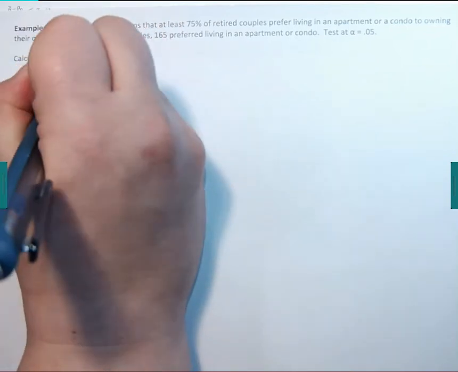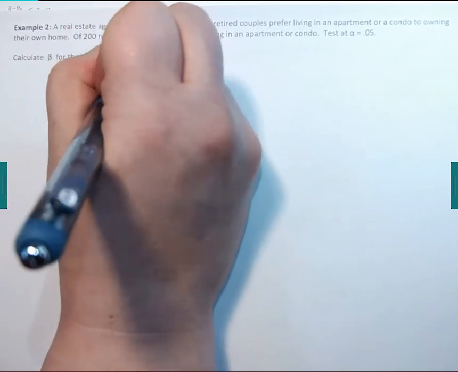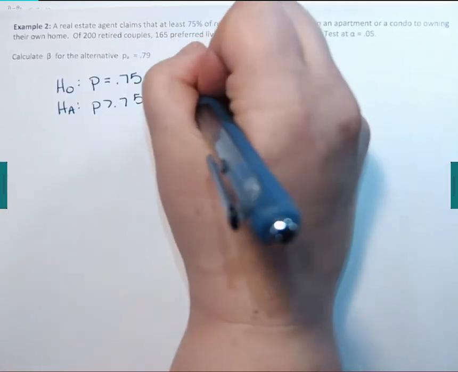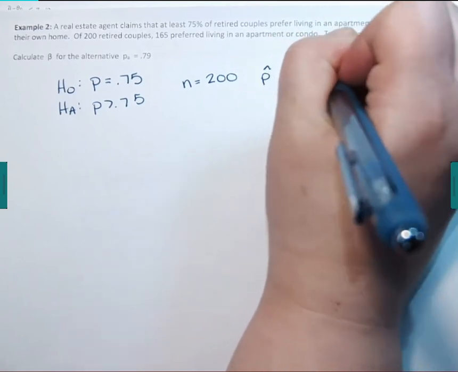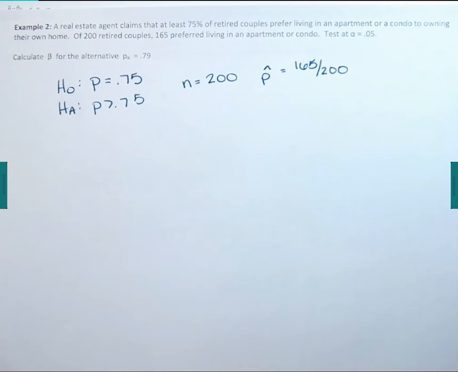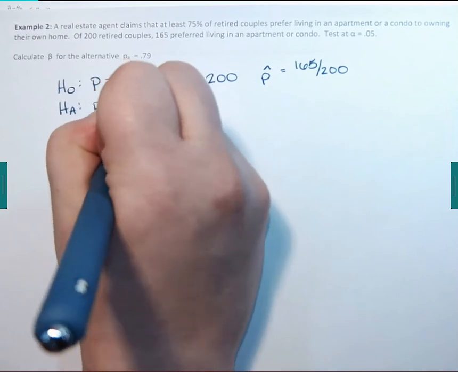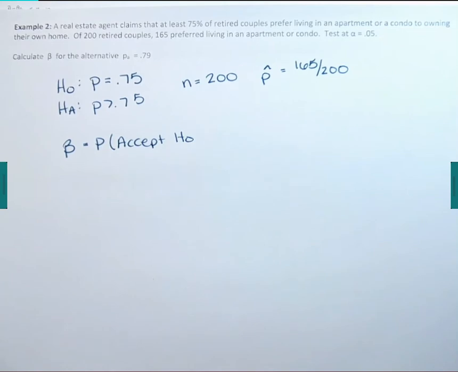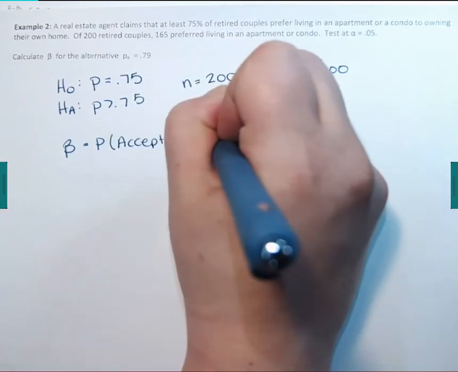So first of all, recall our hypotheses for this problem. Under the null, we've got p is equal to 0.75. Under the alternative, p is greater than 0.75. We're also given that n is equal to 200 and p hat is equal to 165 divided by 200. And again, we have that beta is equal to the probability that we accept H0. And remember, we use that language for these problems, but we really know that we don't accept the null. We fail to reject it. And then again, this is going to be given that HA is true.